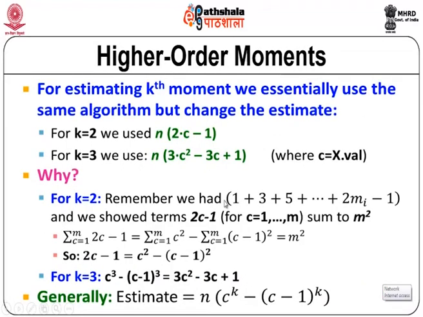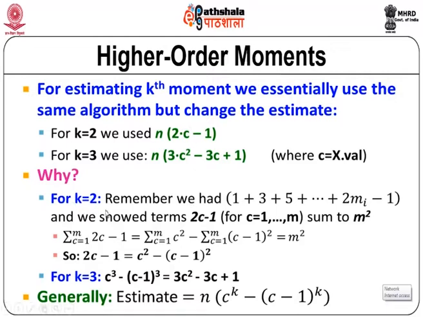Now, when we work with higher order moments, that is, for estimating the kth moment, we need to work with the same algorithm, but we need to change the estimate. So, for various values of k, if you calculate the higher order moment, then for k equal to 2, it will be n into (2c - 1). If it is for k equal to 3, it will be n into (3c square - 3c + 1), where c is nothing but the number of times or the count of a given value.